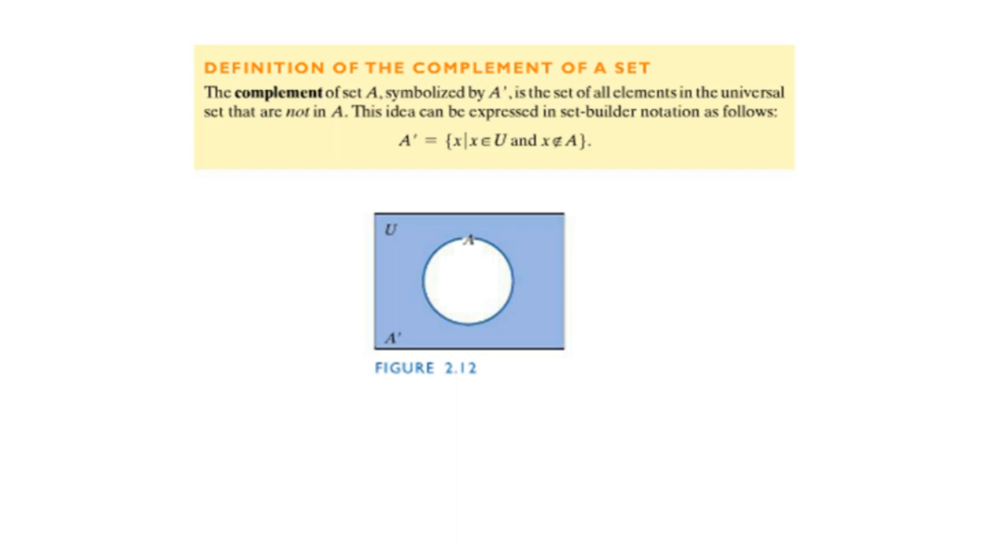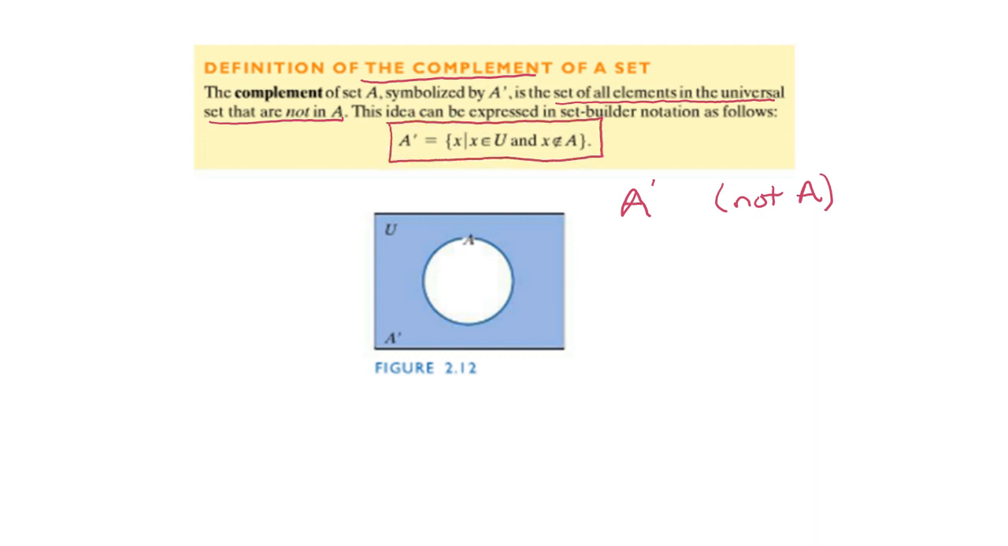Definition of the complement of a set. The complement, we call it A prime, or it has a little knot right there. So this is considered as not A, not in set A. The complement is the set of all elements in the universal set that are not in set A. Again, a way they could represent this in set builder notation is right here. We call that A prime, or you can call it A naught, or not A.